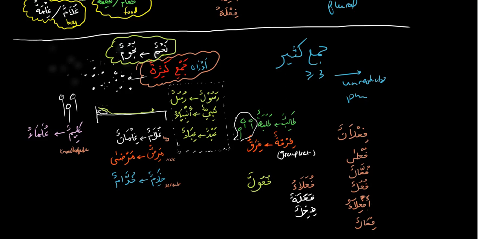If you memorize this vocabulary set, this will give you all the awzaan for jama kasir. Again, غلام غلمان مريض مرضى خادم خدام رسول رسل نبي أنبياء عبد عباد عليم علماء طالب طلبة فرقة فرق نجم نجوم. If you memorize these 10 words, they'll give you 10 awzan. This is the awzan of jama kasir.